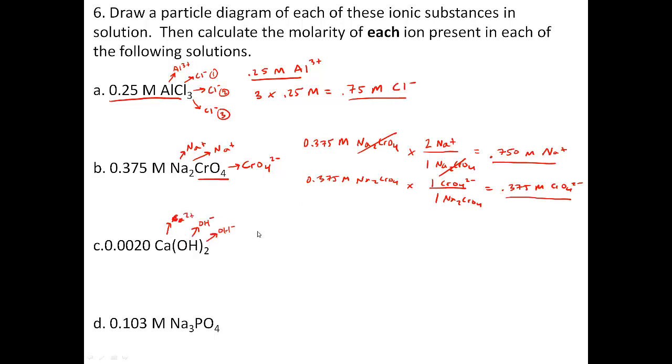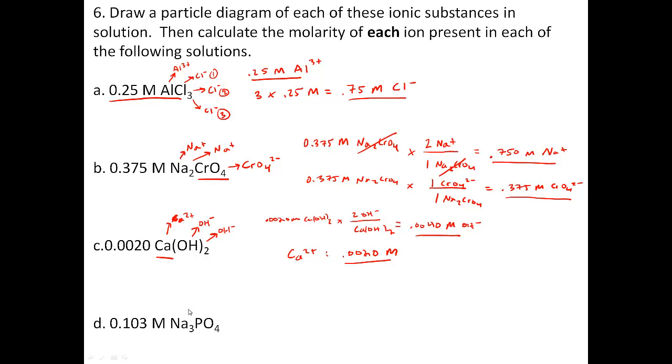Okay? We can work this out in 0.002 molar calcium hydroxide. If we multiply that by our ratio of hydroxides, which is 2 per 1 calcium hydroxide, we find that our new concentration of hydroxide is going to be twice that of the original. And then for calcium, there's just 1 calcium per calcium hydroxide, so calcium is just going to be the original concentration because it's 1 to 1.